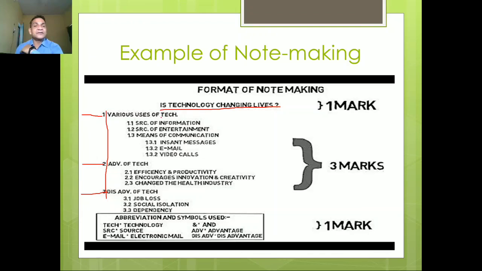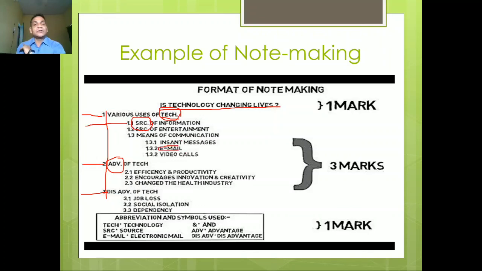Now in the subtitle itself they have used an abbreviation, TECH. It is not underlined, but I will recommend that you should underline the abbreviations or symbols. Then points. Again the indent has increased. For points the indent is this much: 1.1, 1.2, 1.3. Similarly, in the second subtitle, ADV of tech. Now ADV is an abbreviation of advantage. TECH is already used over here. So SRC is another abbreviation, source.